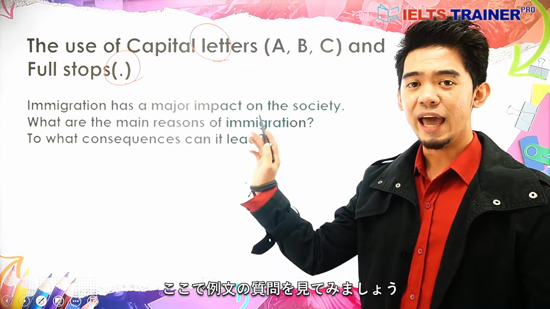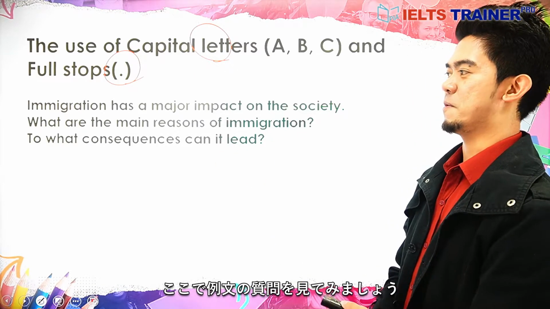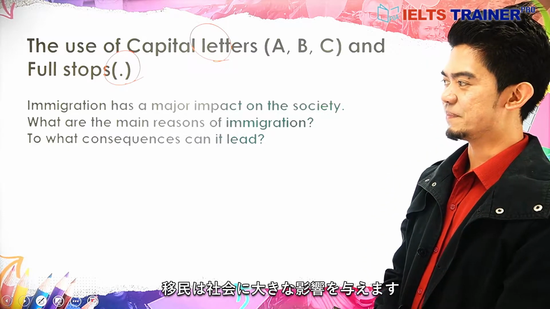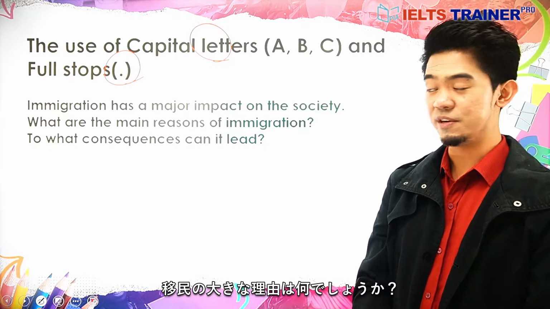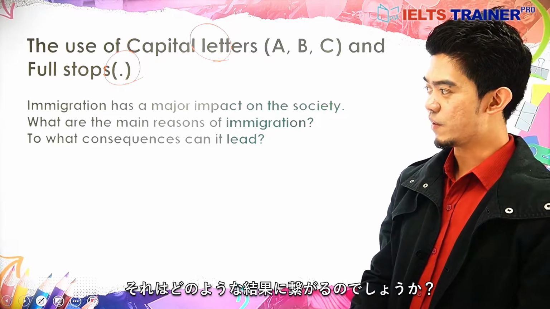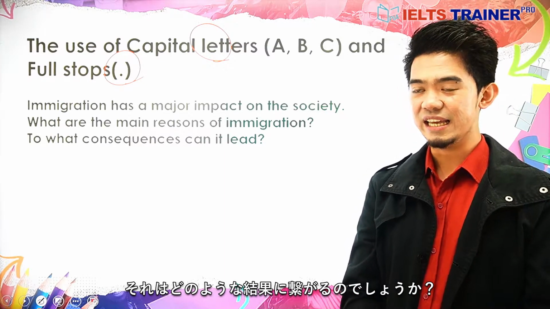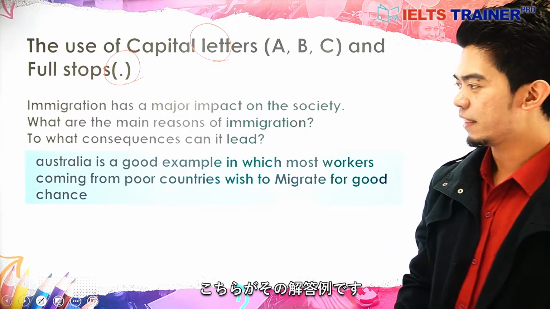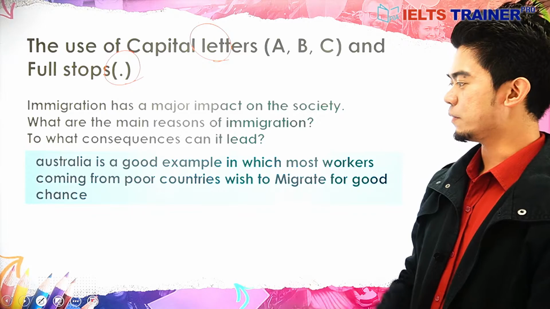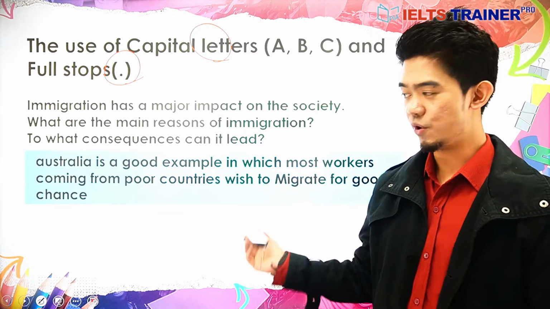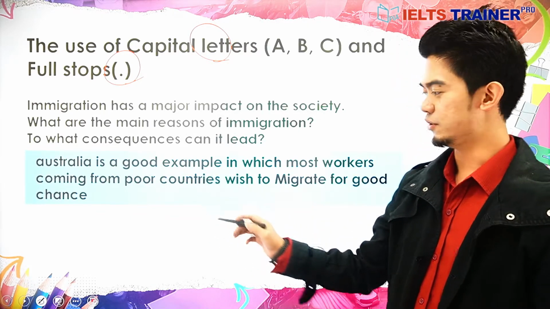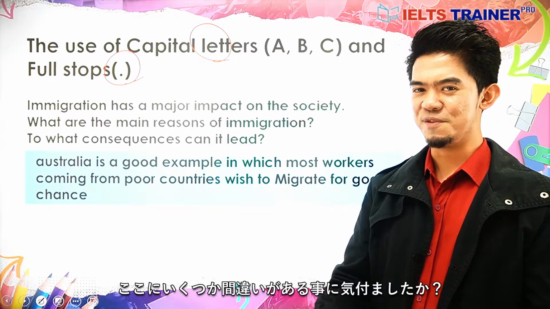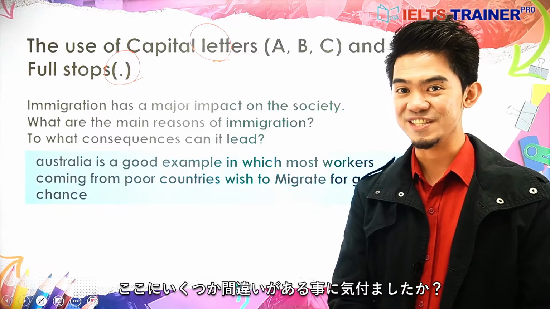Let's take a look at our sample question here. Immigration has a major impact on the society. What are the main reasons of immigration? To what consequences can it lead? And we have here an excerpt from a sample essay. Australia is a good example in which most workers coming from poor countries wish to migrate for a good chance. And I'm pretty sure that you've noticed some errors here, right?